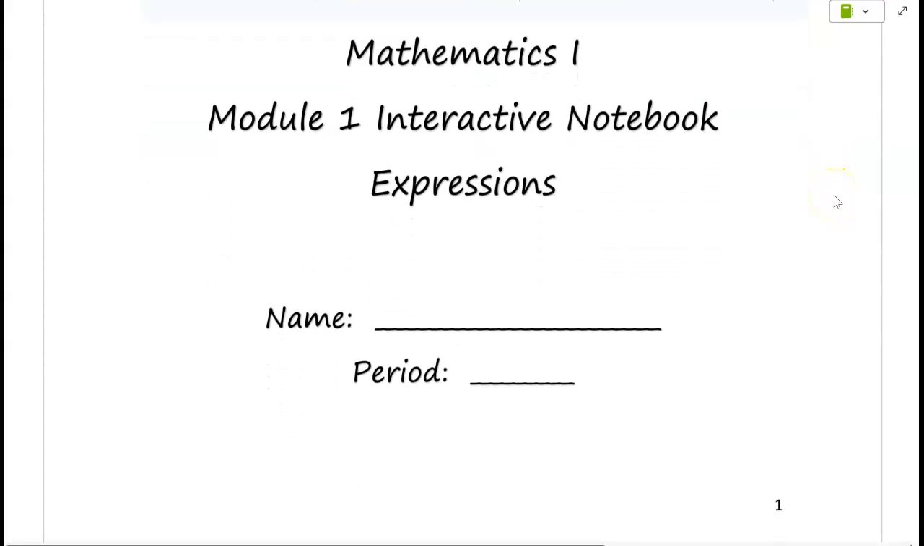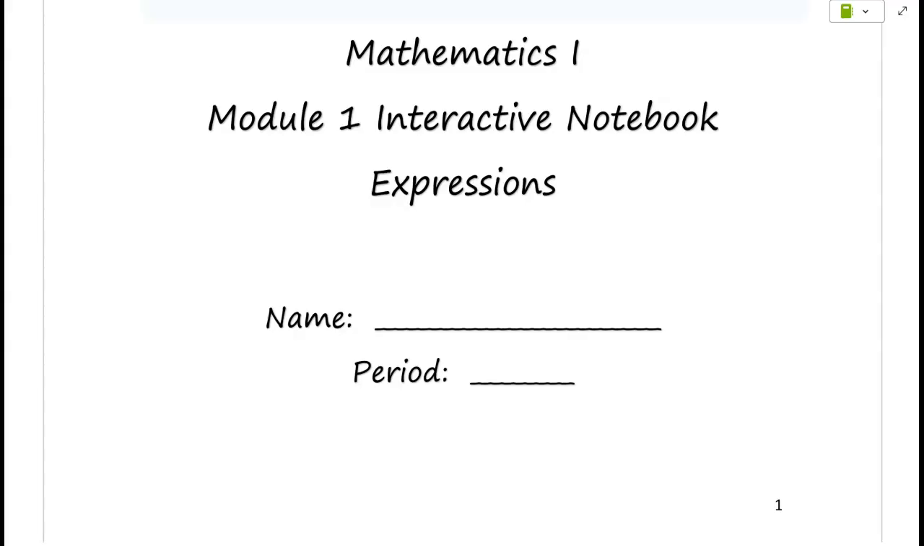You notice there's a place for your name and period. I need your first and last names on that line. Remember, you do turn this notebook in for points. So make sure we have put a first and a last name on the line.